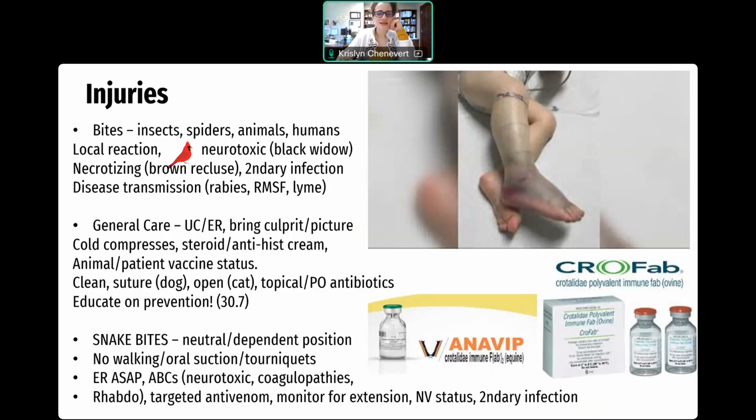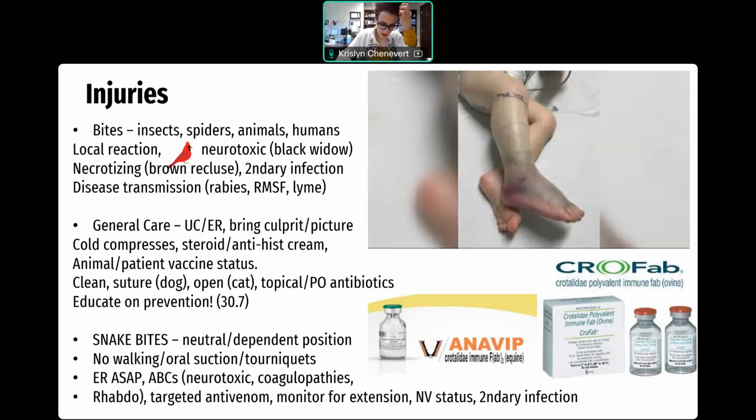Black widows are neurotoxic, so we have the potential to see some neurocompromise there. Brown recluse bites are necrotizing, so it literally can start to eat the flesh where the bite occurred. And then with certain bites, we worry about disease transmission. So with animal bites, our big worry is rabies, right? We want to know the rabies vaccination status of the animal. And then with human bites, we're worried about HIV transmission. And then certain insects, we're worried about Rocky Mountain spotted fever, Lyme disease, things like that.